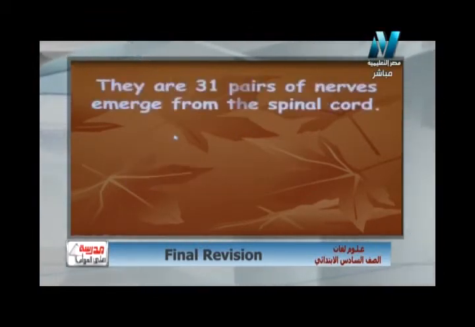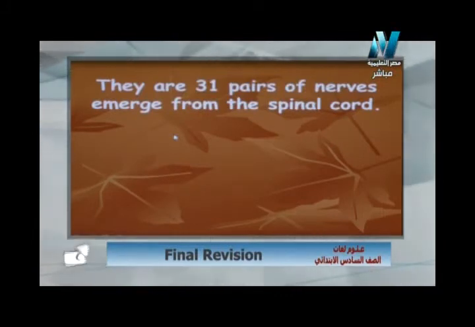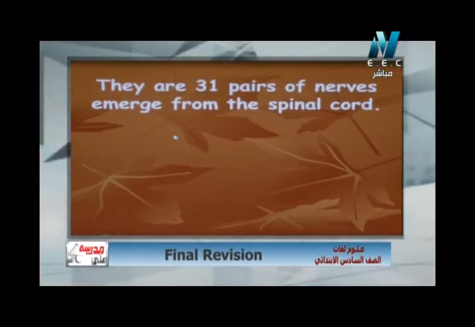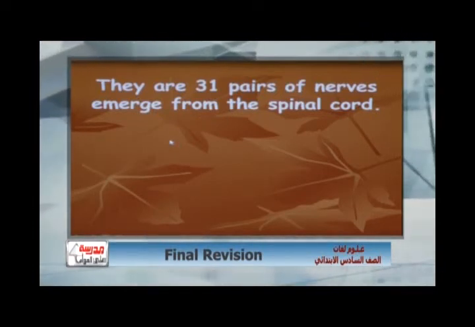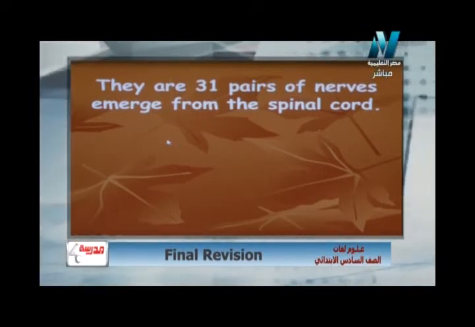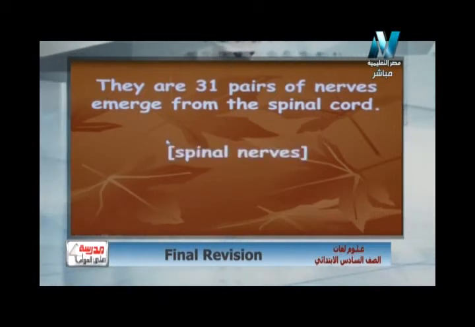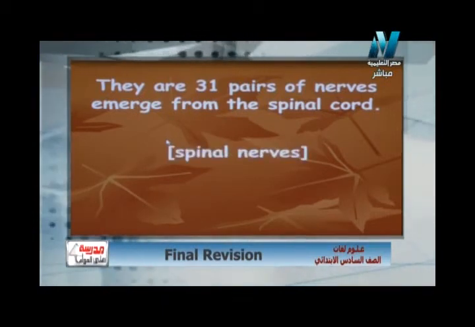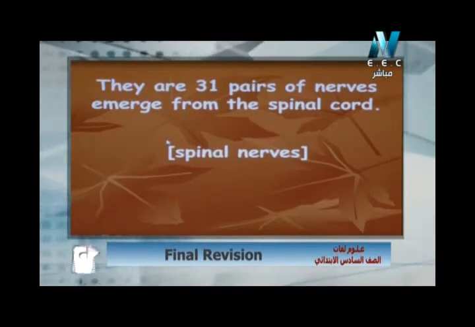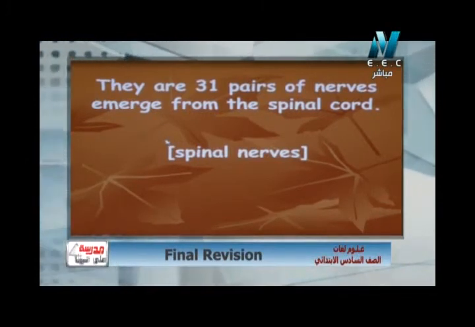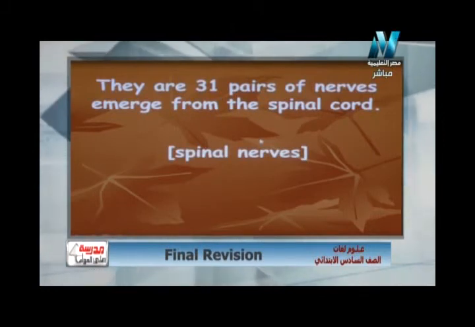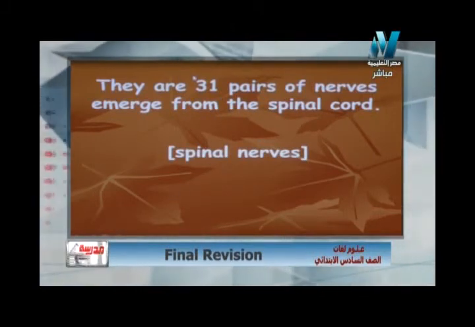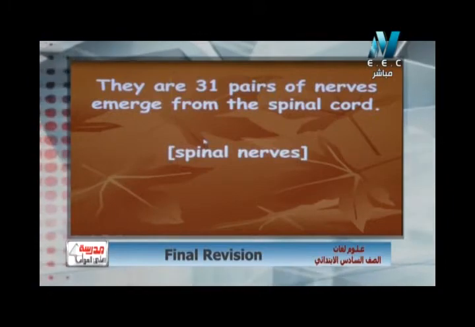Another question, there are 31 pairs of nerves emerge from the spinal cord. هم 31 pairs of nerves من الأعصاب بتخرج من spinal cord، هنسميهم باسم اللي خارج منه، يبقى هم spinal nerves أو الأعصاب الشوكية. So again please concentrate on the numbers. لو قال لي 12 pairs هنسميهم cranial nerves، 31 pairs هنسميهم spinal nerves.